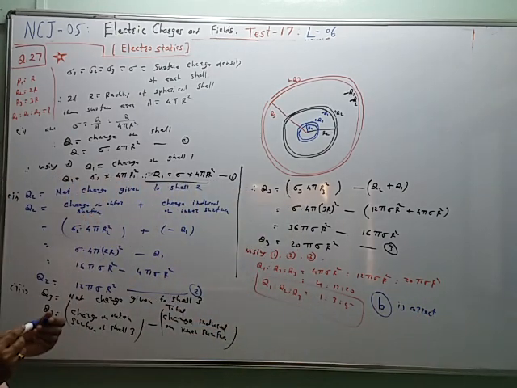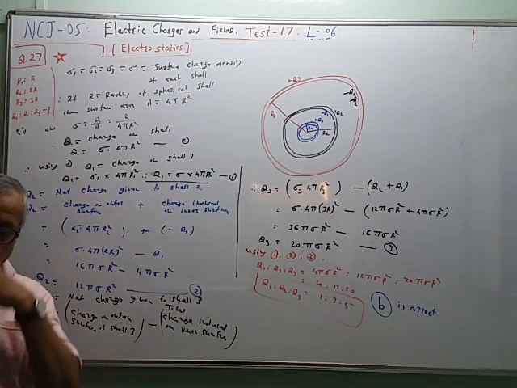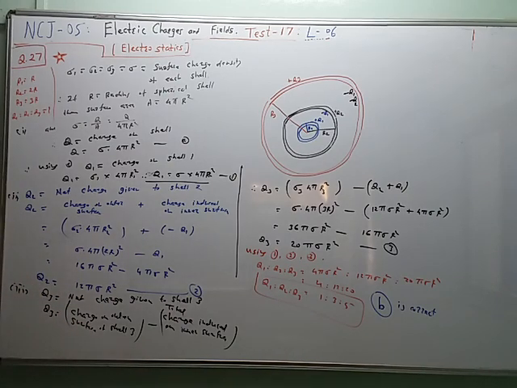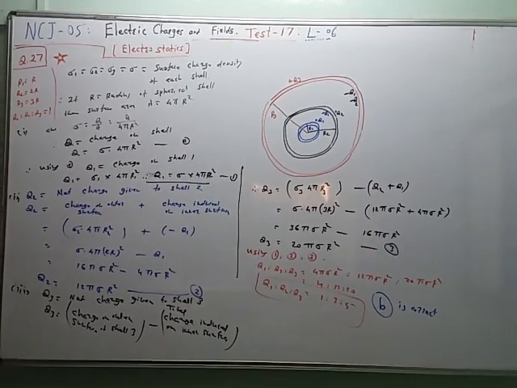B is correct. So surface charge density is the same for all the three surfaces, but the radius is different. Therefore, total surface area is also different, and therefore the charges are like this. Q3 will be the highest charge. It is 5 times Q1. Q2 is in between, like this. So the problem is somewhat different.